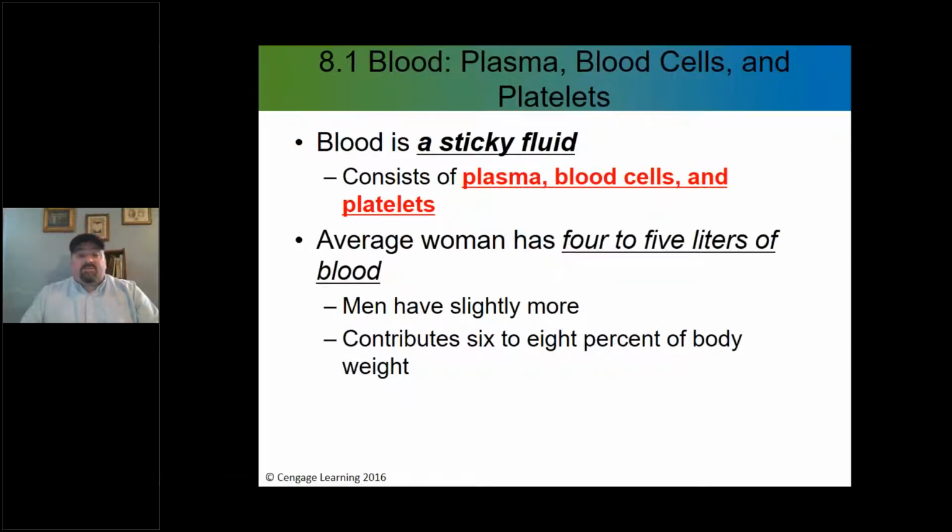You'll see here that 4 to 5 liters of blood is what's flowing throughout the body, depending upon male or female. Males can have a little bit more, depending upon size. That can also be a contributing factor. Interesting here that this contributes to about 6 to 8%, almost 10% of the body weight. That's quite interesting.